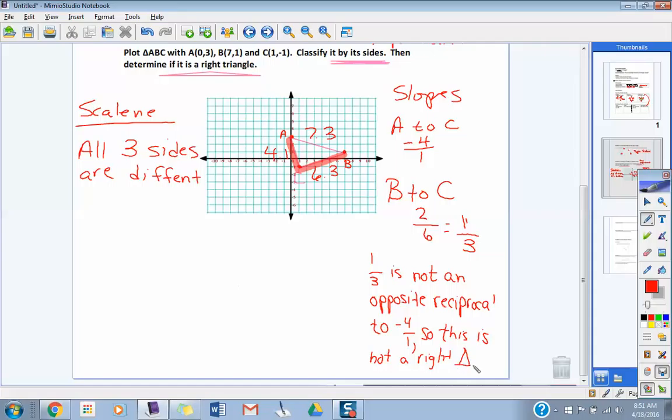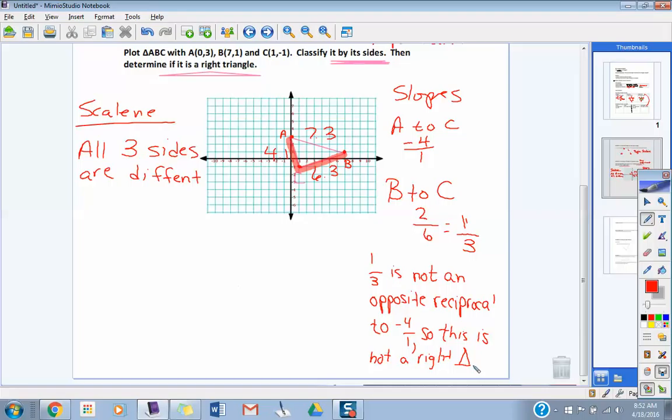Okay, 1/3 is not an opposite reciprocal to -4/1. What if that slope from B to C had been 1/4? Then it would have been a right triangle. Okay? So anytime they ask you, is something a right triangle, you're looking to see if something forms a 90-degree angle. And 90-degree angles are created when intersecting lines intersect in such a way where their slopes are opposite reciprocals of each other. So don't lose sight of that.